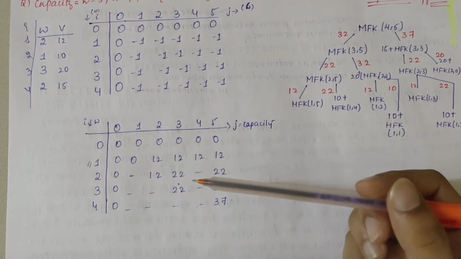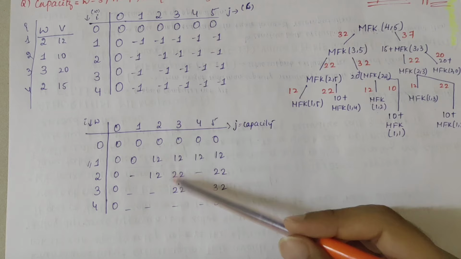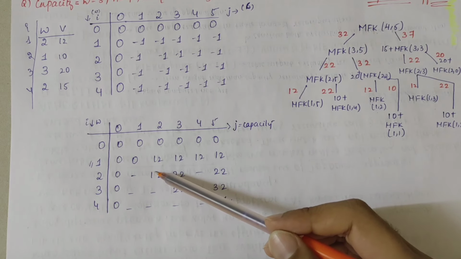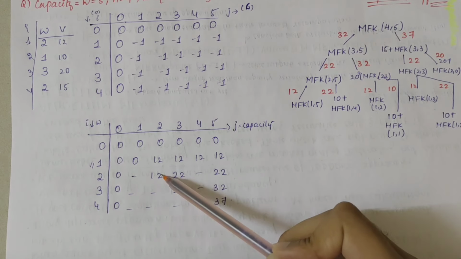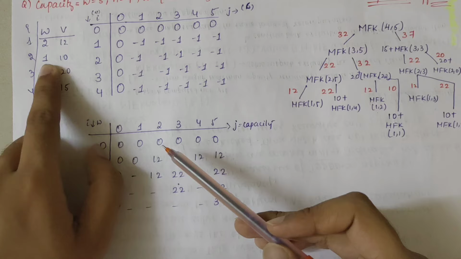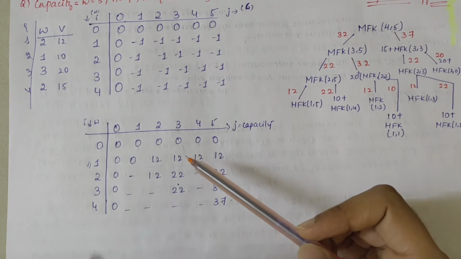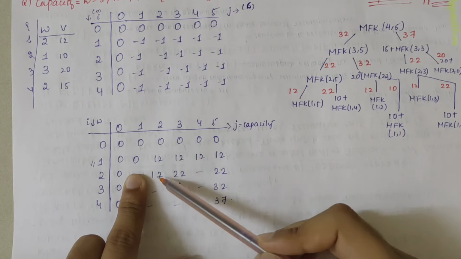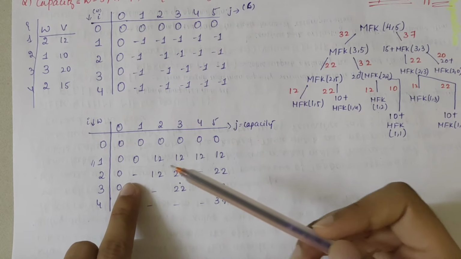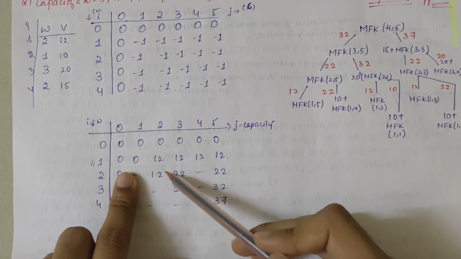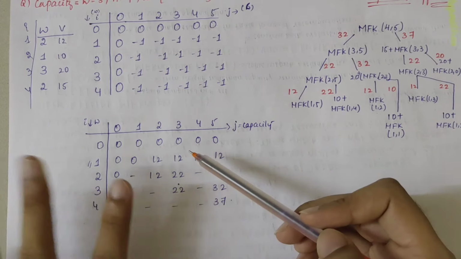Now I'll take j equal to 2. That is, I'll compare including and excluding item 2. If I exclude item 2, I'll get 12, and if I include the weight 1, I would get 10. So out of 10 and 12, 12 is greater. I can exclude this part and fill it here because this is not necessary. I have found the maximum value here, right? So I'll fill it here. I hope you have understood this logic.